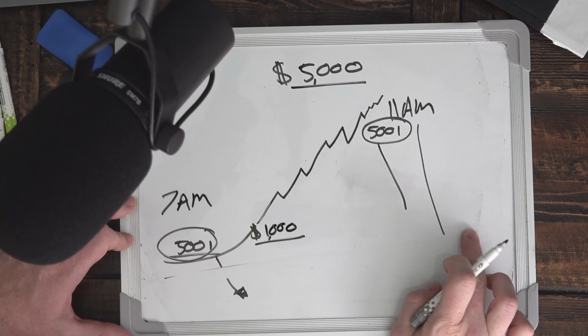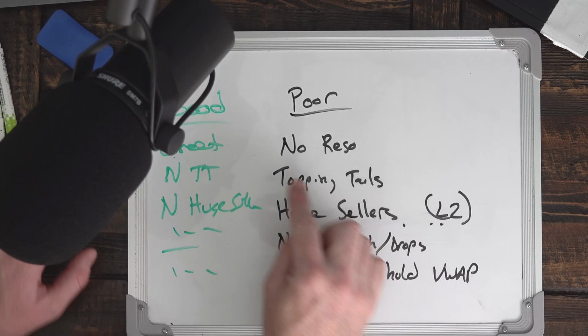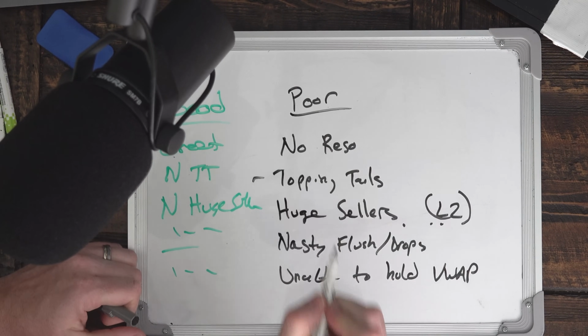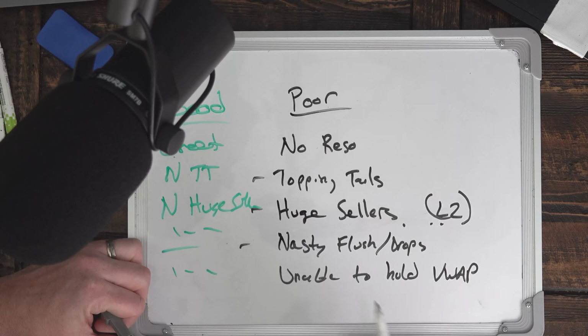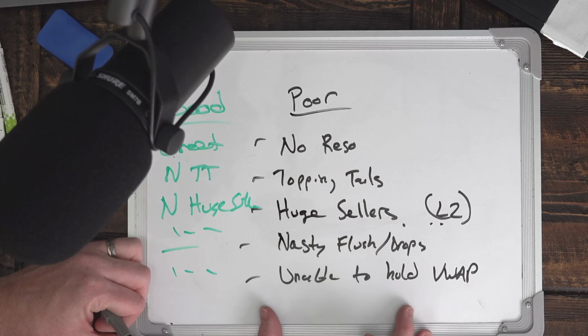So this is a strategy that I'm implementing right now with the goal of producing more consistency. And it means that on days like today, I have to be very cognizant of the quality of the market. Is this a day where we've got great price action, where I am in the zone? Or is it a day where we're seeing a lot of chop? Because today we didn't have good resolution. We had a bunch of topping tails. We had huge sellers. We had nasty flushes and drops. We were unable to hold the VWAP. And that was just on the specific stocks I was trading.